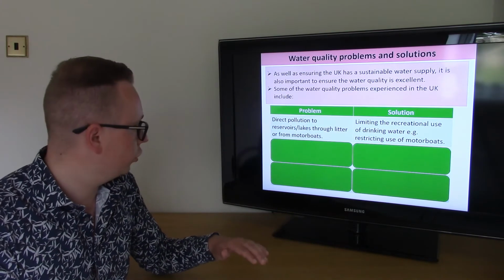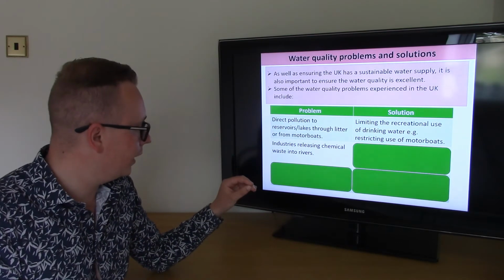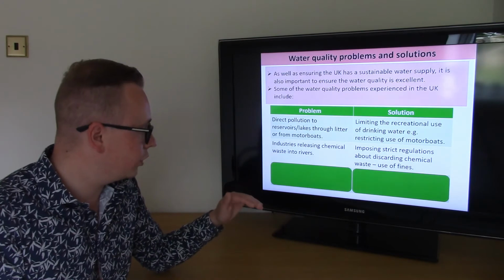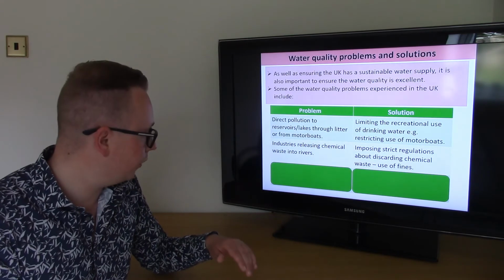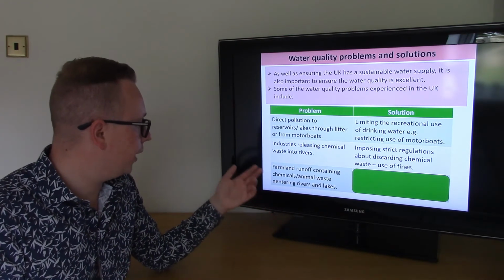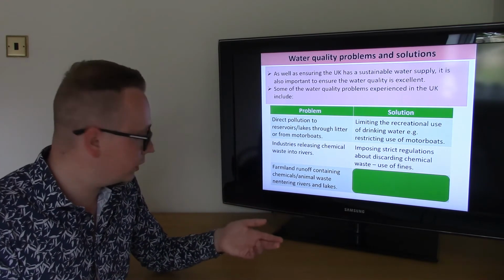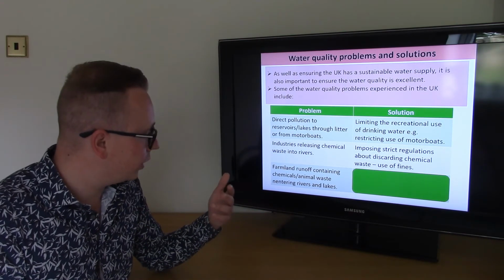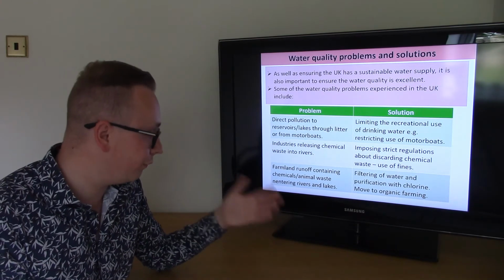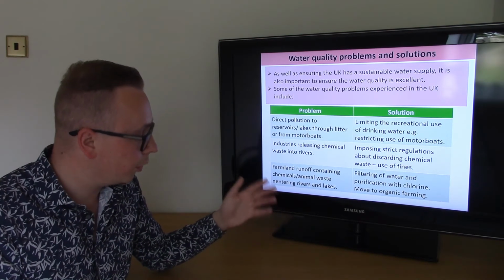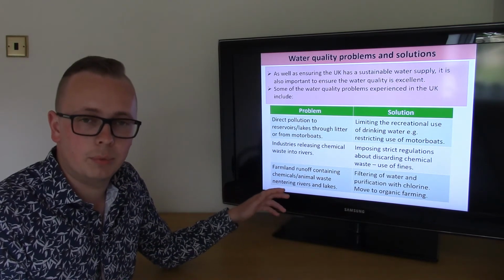A lot of industries, mainly historically in this country, releasing chemical waste into rivers. Well, we can put strict regulations in force about discarding chemical waste and using heavy fines to try and stop industries from doing so. And also our farms. Farmland is often sprayed with chemical fertilisers, pesticides, but also animal waste. That can run off and enter our rivers and lakes, causing pollution there. So a solution to that is making sure the water is obviously filtered, purified using chlorine, but also, like I mentioned in the last video, trying to move towards organic farming where less chemical input is required.